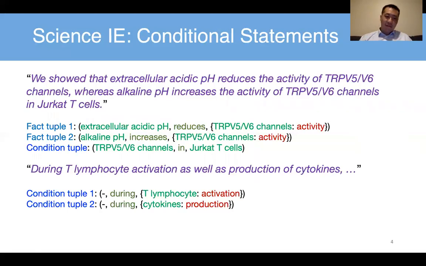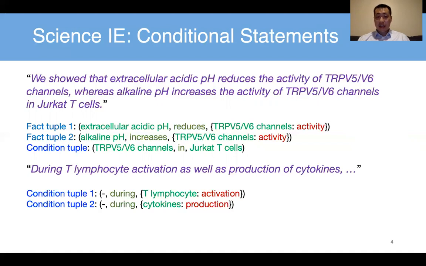We may not only have fact tuples, we also need condition tuples. Let's see, for this kind of sentence, right? Let's take some seconds to read the sentence. You'll see acidic pH reduces activity and alkaline pH increases activity. So one sentence may have multiple fact tuples, and one or multiple condition tuples.